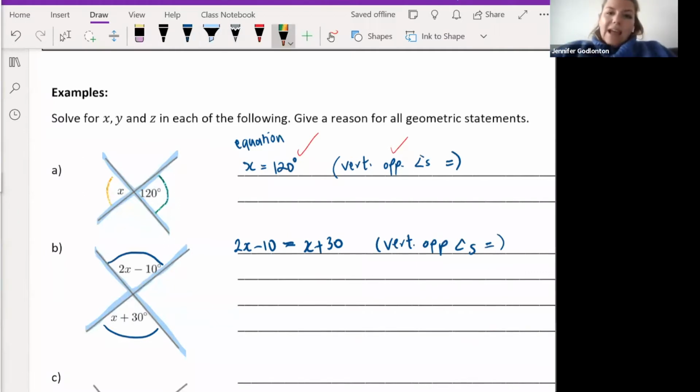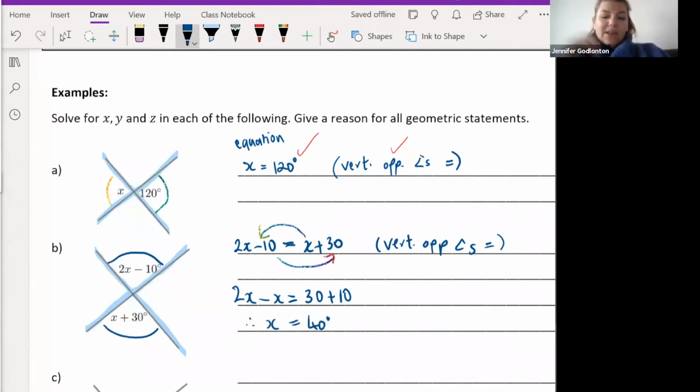Okay, and now over here, all we have is a normal equation, and we're trying to solve for x. So I'm going to move my x onto that side, and I'm going to move my 10 onto that side. So I'm going to have 2x minus x on the left, and on the right, I'm going to have 30 plus 10. 2x minus 1x gives me 1x. 30 plus 10 gives me 40 degrees. And so for a question like this, we're going to get 1, 2, 3.